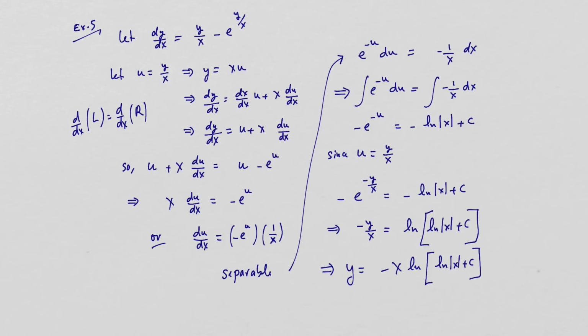Now, I put this u plus x du dx on this side, and dy dx, if you remember, is just u, see? U minus e to the u, okay? Let me erase this.